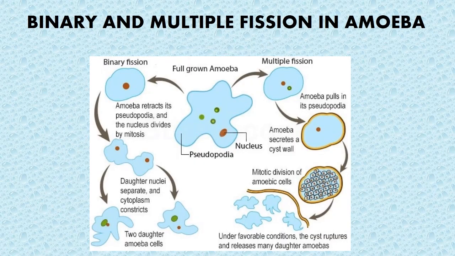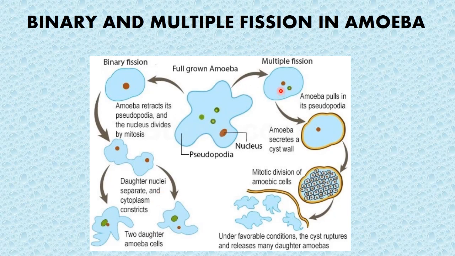Now, this is the pictorial representation of binary fission and multiple fission in amoeba. Now, starting with a full-grown amoeba with the pseudopodia and nucleus. In binary fission, the amoeba stops moving and the pseudopodia is retracted and the nucleus divides by mitosis. In other words, the nucleus will divide first, followed by the cytoplasm, which will produce two daughter cells. Here, the daughter nuclei separate and the cytoplasm constricts, which you see right here, producing two identical daughter amoeba cells.